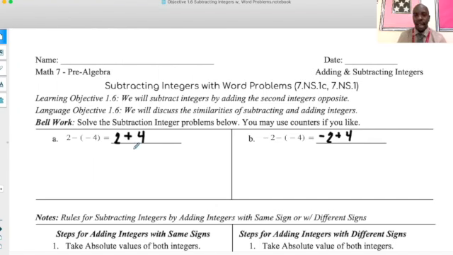Now, because it asks me if I wanted to use the counters, I am going to use the counters. These are both positive numbers, so I'm going to do +2 first. Then I'm going to do a +4. Notice that there's no shaded circles here, so I can't cancel anything out. I literally just count all the circles up together, and I get a +6.